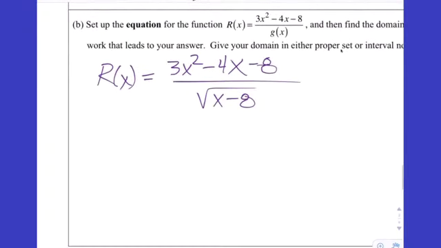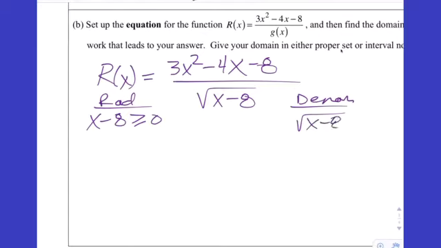And it says to find the domain. Well, you have two options here. You could say that x minus 8 has to be greater than or equal to 0. That's the radicand. And then you would say for the denominator, the square root of x minus 8 can't be 0. Or you could just say x minus 8 has to be strictly greater than 0. We talked about that. But this will always work. So x has to be greater than or equal to 8.